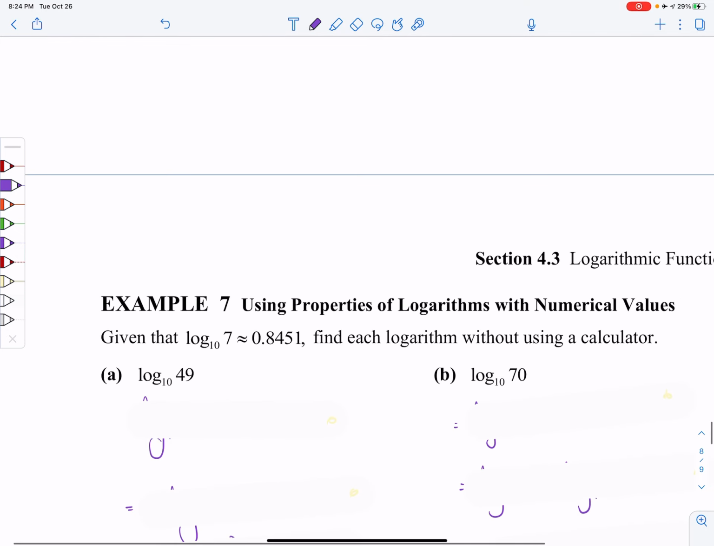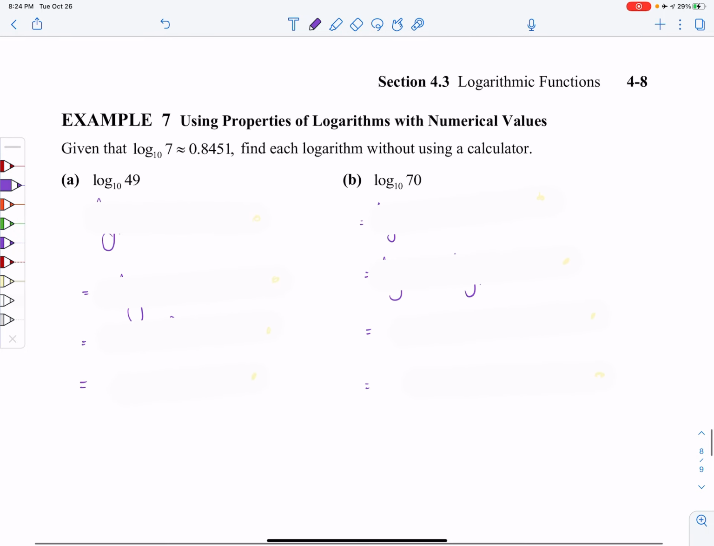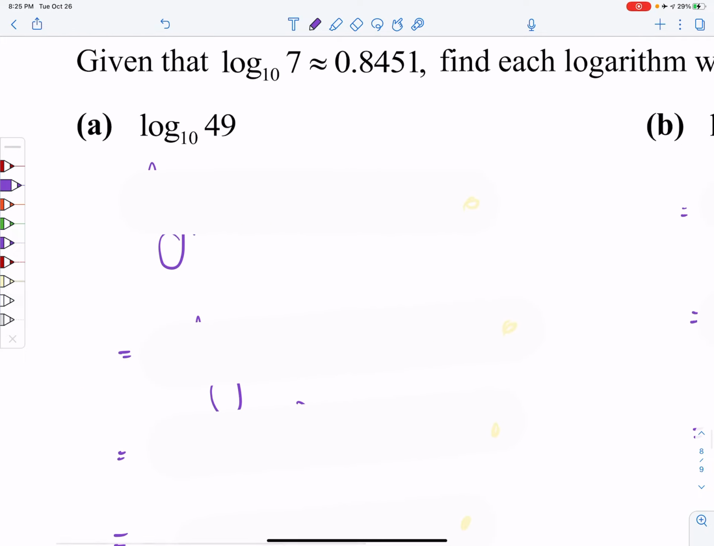Okay, now let's take a look at example 7. We're told in the directions that the log base 10 of 7 is approximately equal to 0.8451. And I'm supposed to find the next few things without using a calculator. If I could use a calculator, it would be fine, but this says I can't. So part A says log base 10 of 49.